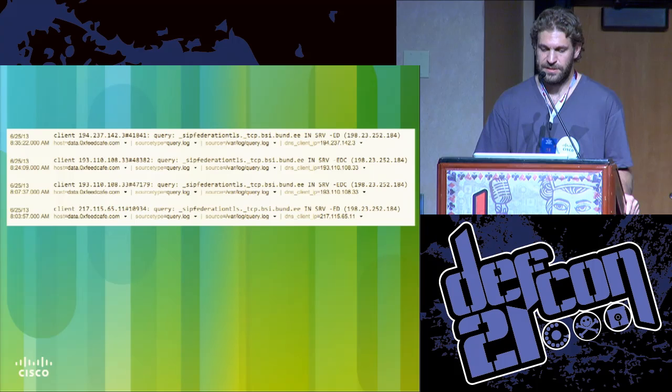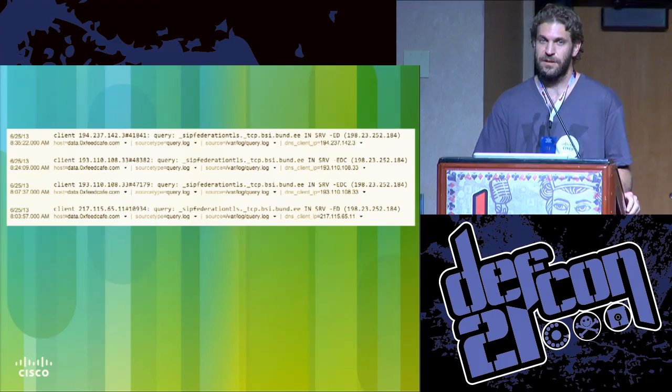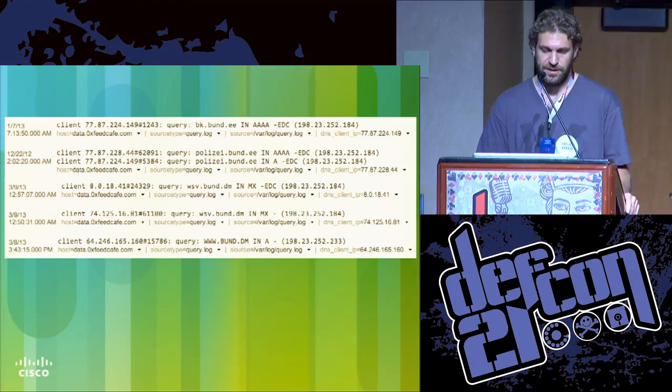Here are some SIP DNS requests from the German federal government. We registered a couple different domains there, bun.ee, which also happens to be a typo squat as well as a bit squat. But we also registered bun.dm, and we were seeing similar things out of both of those. I think I might have another example. Yeah, here's some MX requests. If you were to look up the IP addresses on some of these, you'll note that some of these requests were coming from inside of the government of Germany itself.